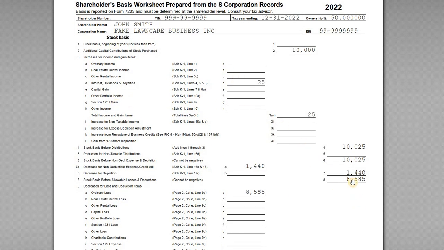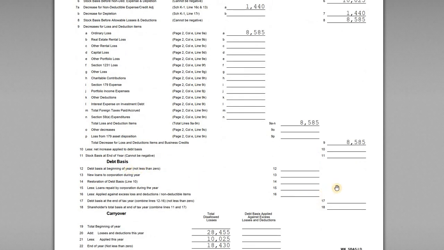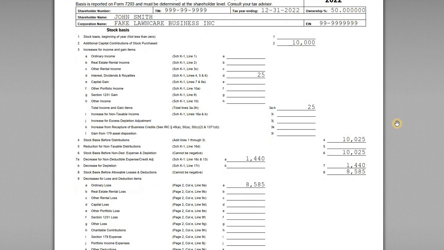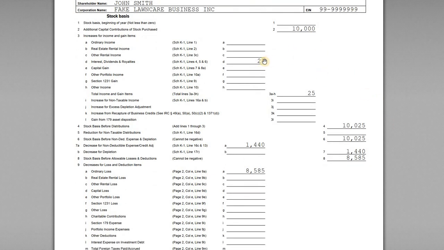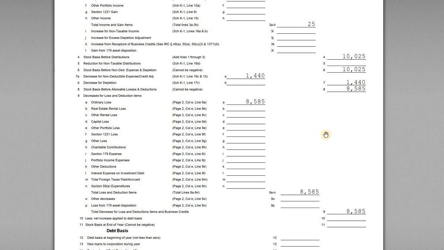But when we talk about stock and debt basis, a shareholder in an S corporation has basis comprised of stock or debt basis, right? Now, stock basis is the cash or property that they put into the company, and then it's adjusted up or down for any allocations of income or loss. So John put in $10,000 of capital during the year when he purchased the stock, so that's an increase to his basis. And then he also has increases for the allocation of portfolio income, so the interest and dividends. And then his basis is reduced by non-deductible expenses and an allocation of ordinary loss during the year.